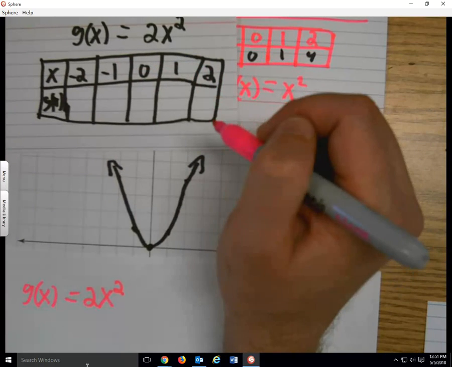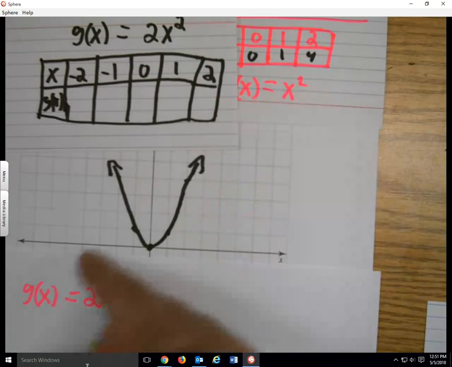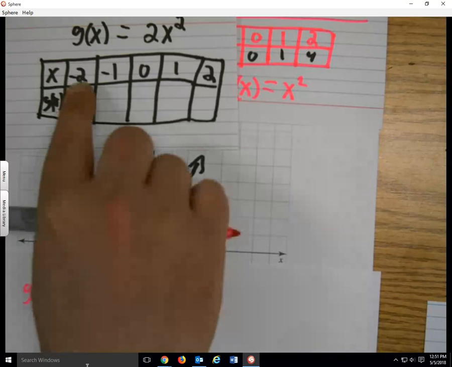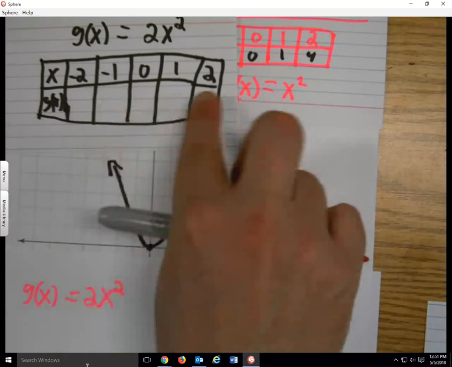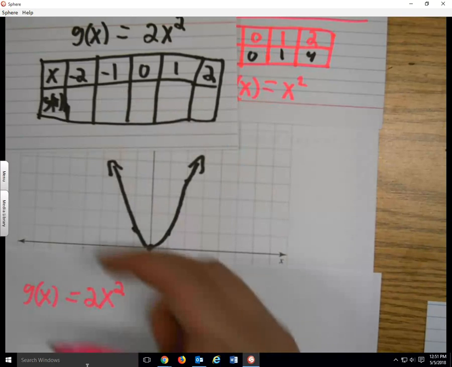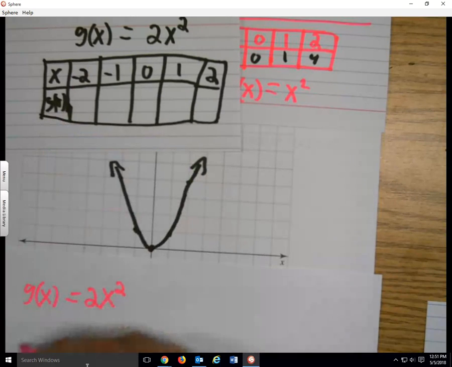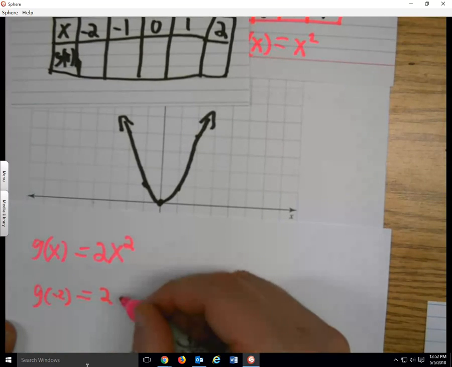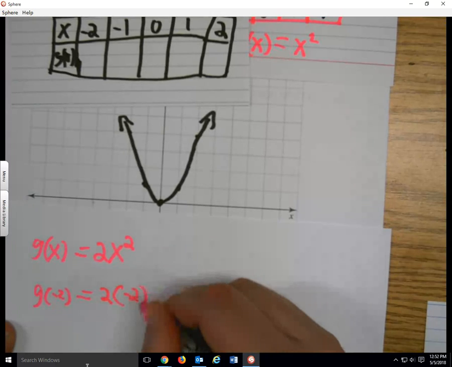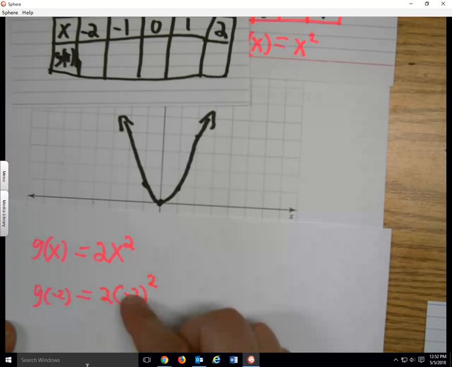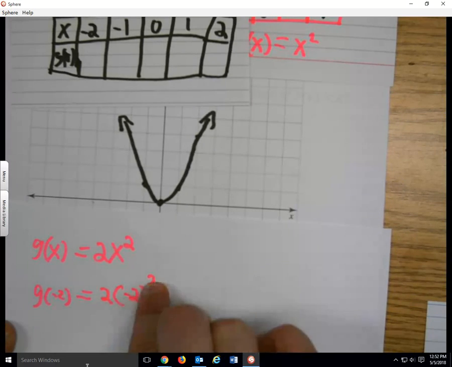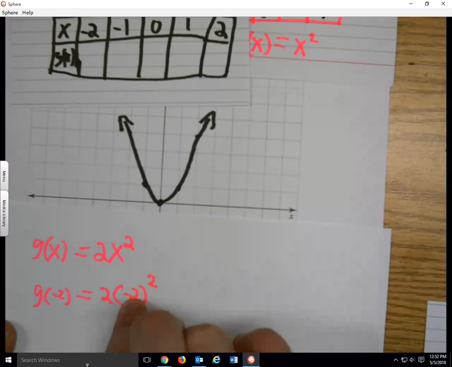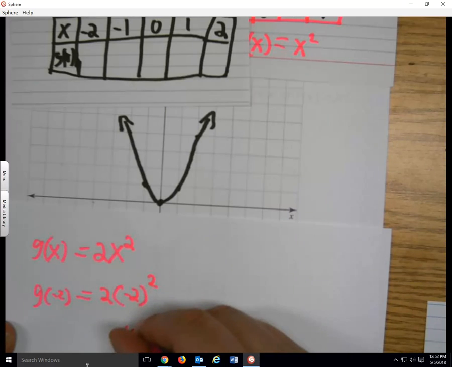Why did I choose -2? Just because there are no fractions here. It's just the first couple of numbers you can try and still be symmetric. Okay, so -2, let's substitute that in for x. So the input is -2. So 2 times, instead of an x, I'm substituting -2 squared. Remember the order of operations: we always do the exponents before we multiply. So -2 squared, well, a negative times a negative is a positive. It'd be a 4.